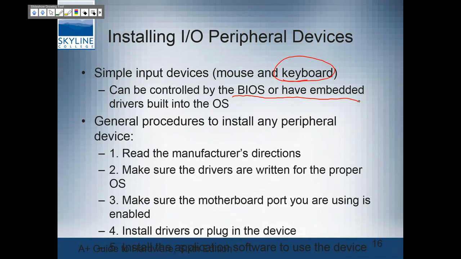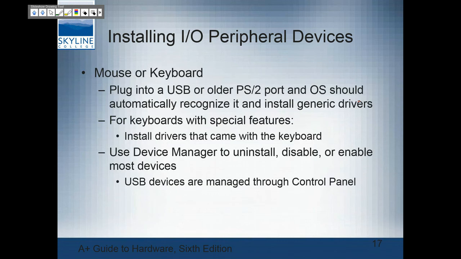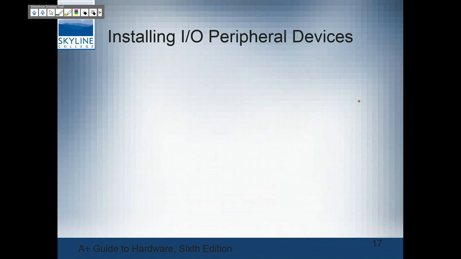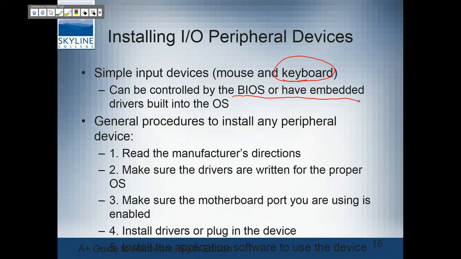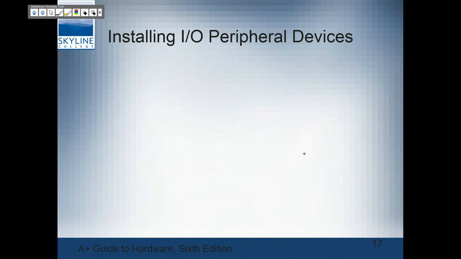software for them. And again, to install peripheral devices, read the directions, and it's either going to be install the driver, put the device in, or put the device in, install the driver. Do whichever it tells you to do. Make sure that the port that you're using is enabled. In most cases the port is going to be enabled, so if you plug a device into a slot, it's probably going to be there. Install the drivers. Actually, this says this back here, this kind of overrides this, doesn't it? Follow the manufacturer's instructions, install the drivers, and plug in the device. The manufacturer's directions may say to plug the device in and then install the drivers. Do it in whichever order the manufacturer recommends.